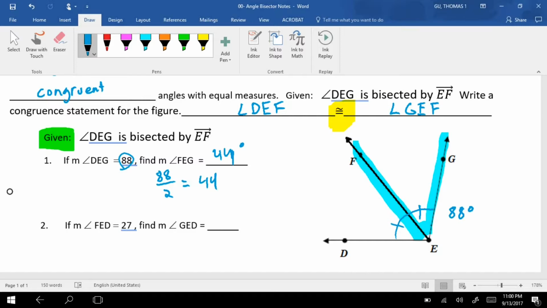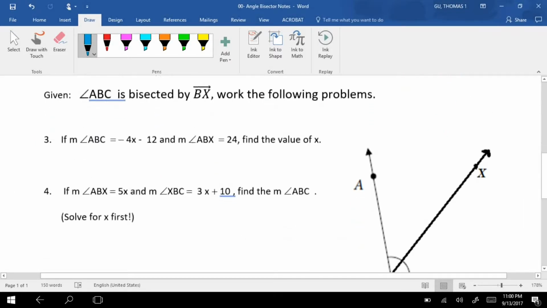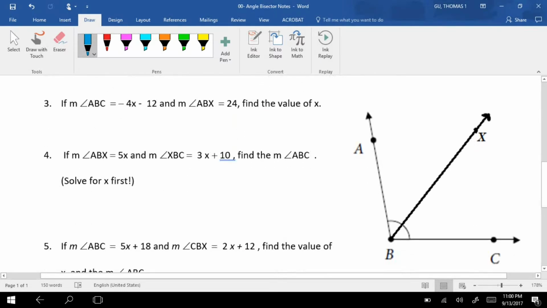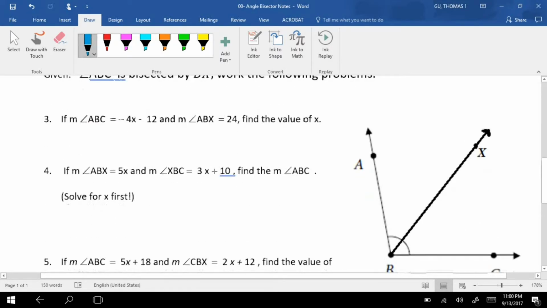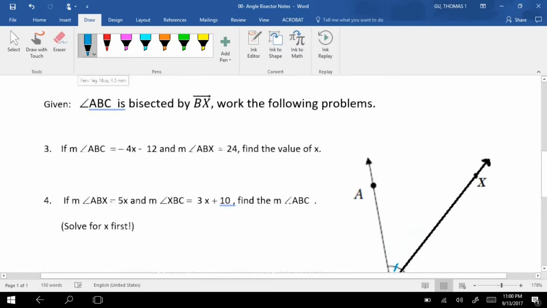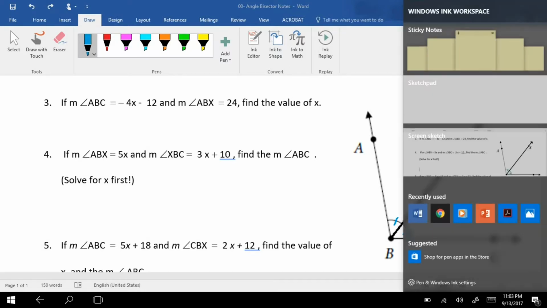Okay, so now we're going to go straight down here to example number 3. Angle ABC is bisected by ray BX. Look at the picture. Now we know that they're the same because it's bisecting. We're going to work the following problems, given that angle ABC is bisected by ray BX. Let's go into example number 3 now. I'm going to do this on a fresh sketch pad just to make it look a little cleaner and give myself a little more space.